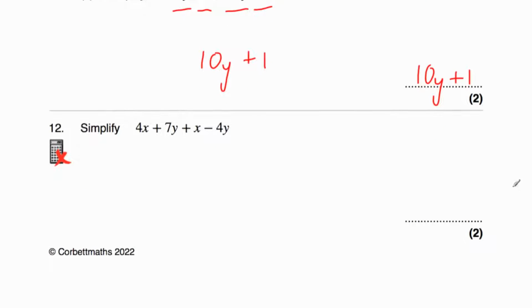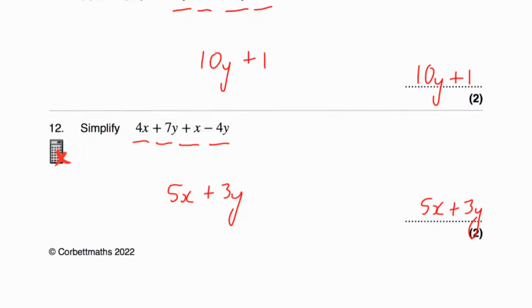Okay, let's have a look at question number 12. Question number 12 says simplify 4x plus 7y plus x minus 4y. So let's deal with our x's and deal with our y's. So we've got 4x's plus 1x, or plus x, which is 1x, and 4x's plus 1x would be 5x's, that's 5x. And now deal with our y's, we've got 7y's, or positive 7y's, take away 4y's, so 7y's, take away 4y's is 3y's. So the answer would be 5x plus 3y, and that's it, 5x plus 3y.